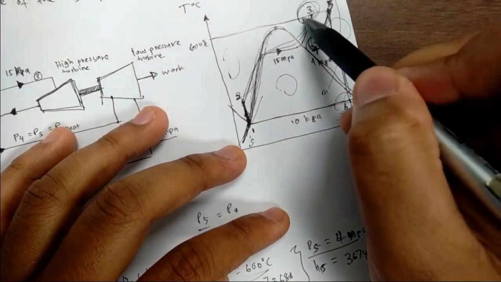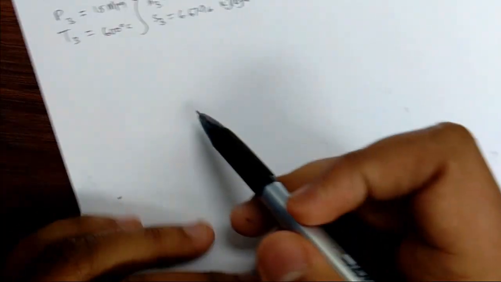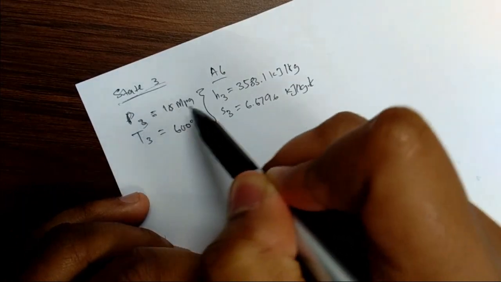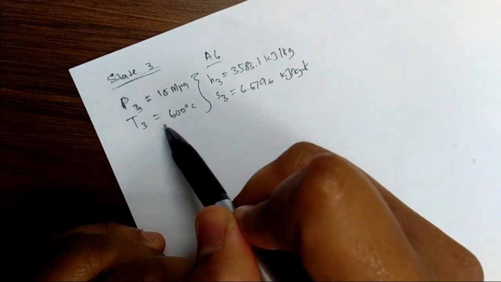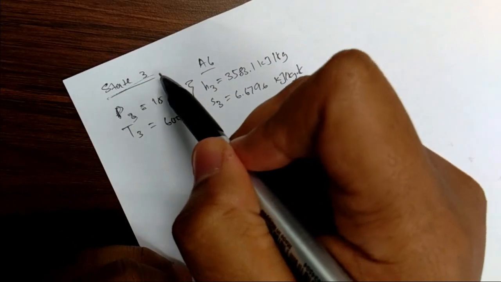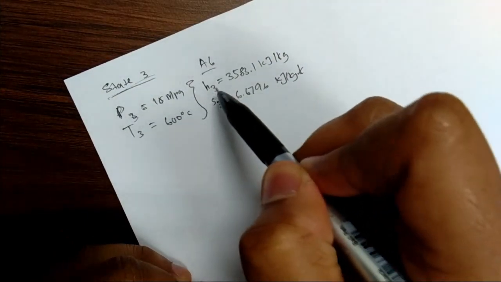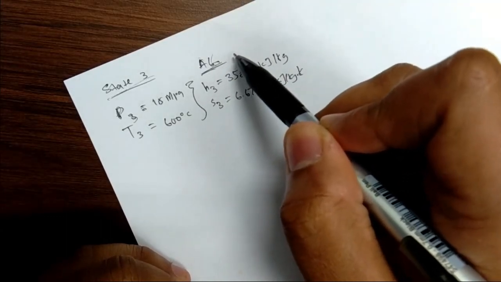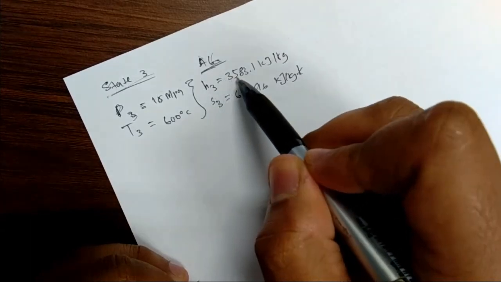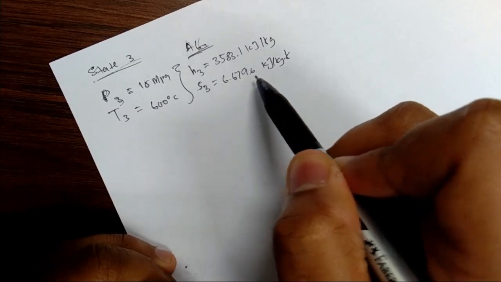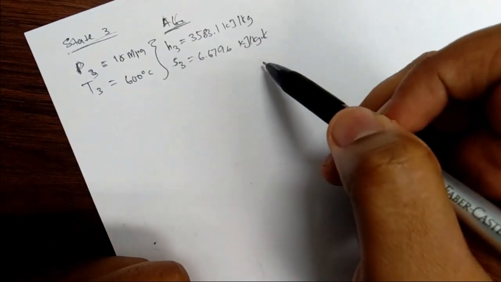So next, we go to state 3. The information is P3 is equal to 15 megapascal, and you also know the temperature T3 is equal to 600 degrees Celsius. State 3 is at the superheated condition, so you need to find H3 at table A6. Table A6 is particularly for superheated condition. So H3 is equal to 3583.1 kilojoule per kilogram, and S3 is equal to 6.6796 kilojoule per kilogram Kelvin.